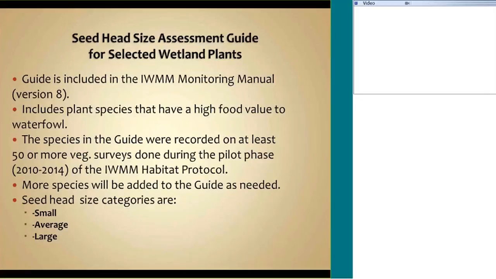We are open to including more species in the guide as needed in the future. And this guide is intended to assist you, the field practitioner, with assigning seed head size and seed head density to a single species within a habitat patch or management unit. And as Brian mentioned before, the seed head categories that we've defined are small, average, and large. Next slide.